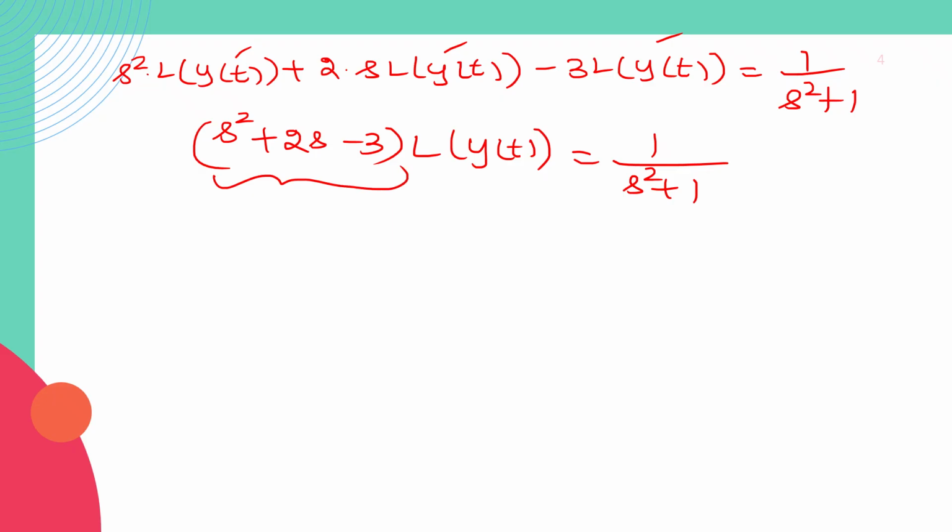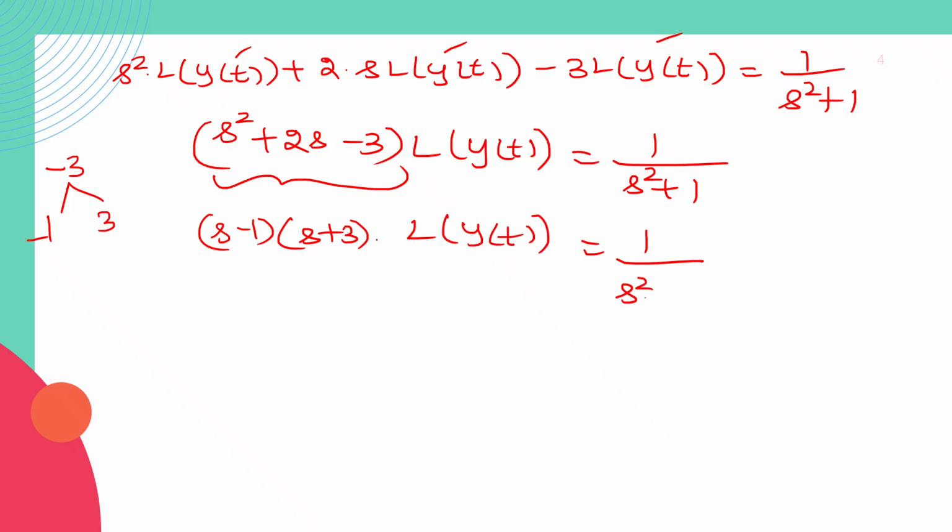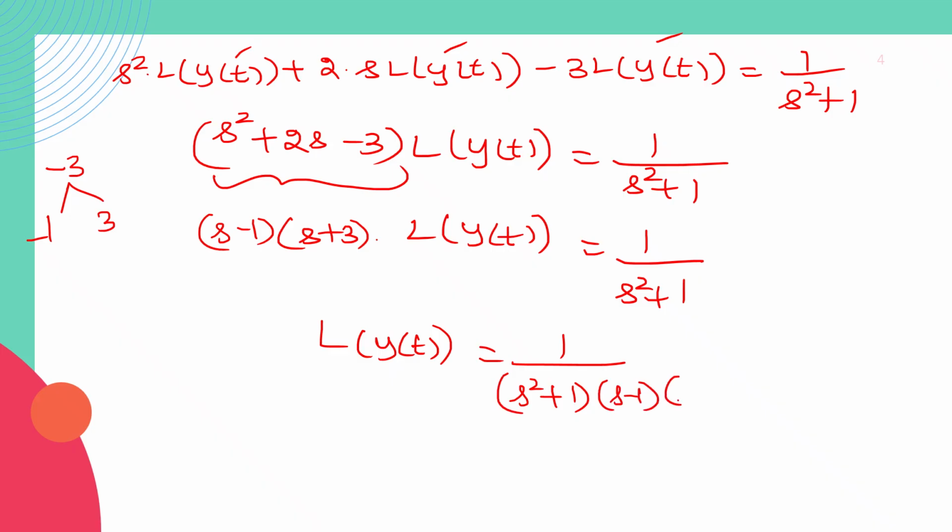So now let us factorize this term. The factors of s square plus 2s minus 3: we have minus 3, so 1 into 3 is 3, and I need a positive 2 there and a negative 3. So let me take minus 1 and 3. So the factors will be s minus 1 into s plus 3, into L of y of t, is equal to 1 divided by s square plus 1. So now L of y of t will be equal to 1 divided by s square plus 1 into s minus 1 into s plus 3. So this is our L of y of t.